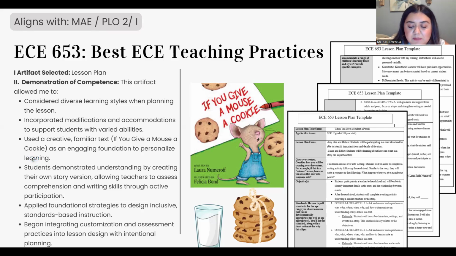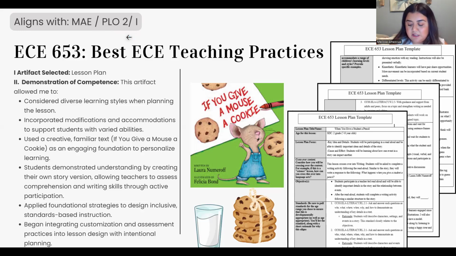The lesson was standards-based, so I did intentionally write it around some of the writing standards for that age group, and then also considered my students' diverse learning needs, embedding modifications and accommodations throughout the lesson to really make sure that it was accessible for all the learners. So again, this lesson shows that I was able to meet PLO2 at an introductory level because I was able to consider the diverse learning styles when planning the lesson, right?